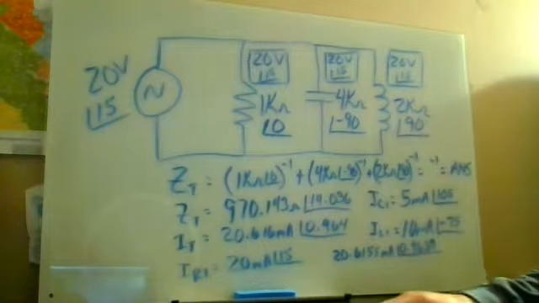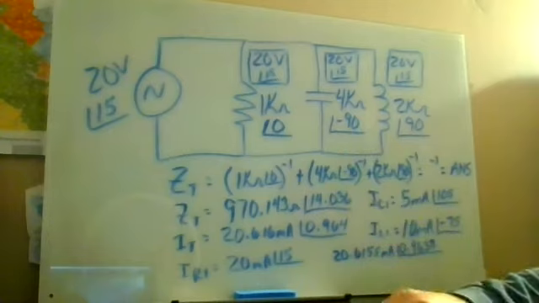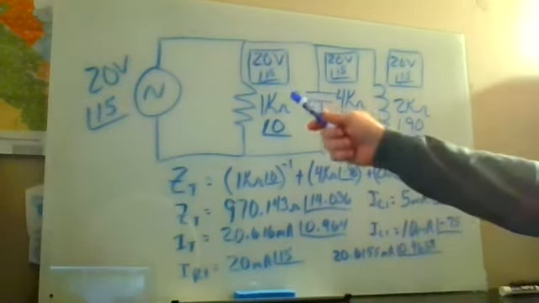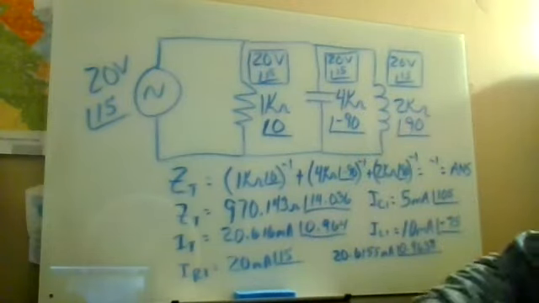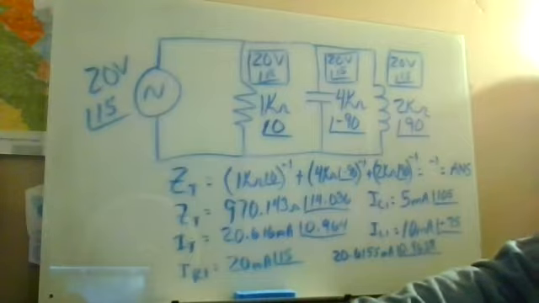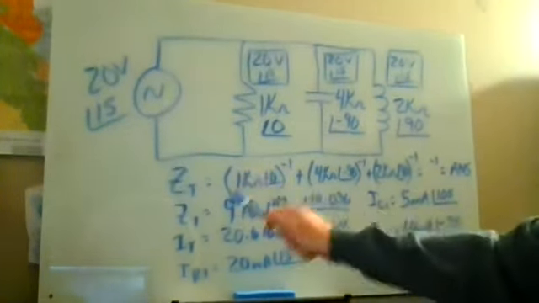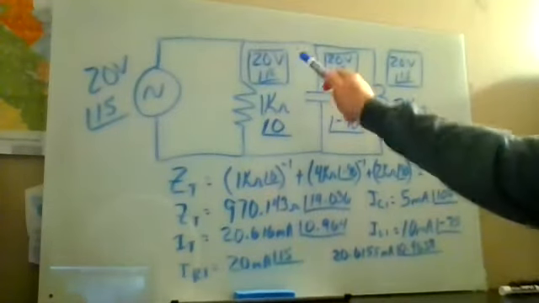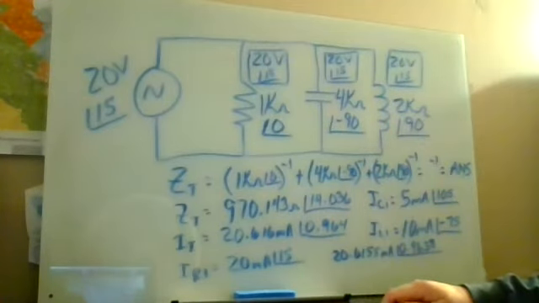For I total, you do E total divided by Z total. E total is going to be the same for everything because we know voltage is constant in a parallel circuit. So it's going to look a little weird because E total is the same for all of them, but it's still E total divided by Z total gives me I total. And then the individual voltage drop divided by the impedance of each component gives me the current for each component.